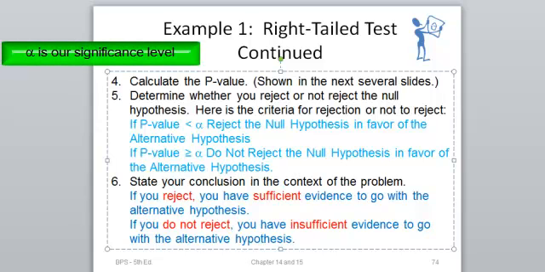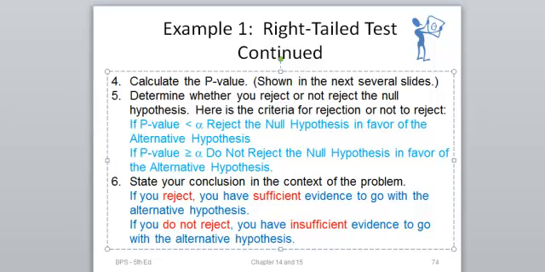So remember, alpha is our significance level. So if the p-value is less than alpha, we reject the null hypothesis in favor of the alternative hypothesis. And if the p-value is greater than or equal to alpha, we do not reject the null hypothesis in favor of the alternative. Once we determine that, we can now state the conclusion in the context of the problem.